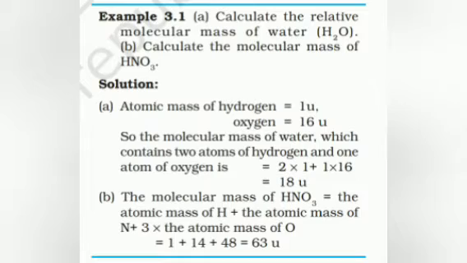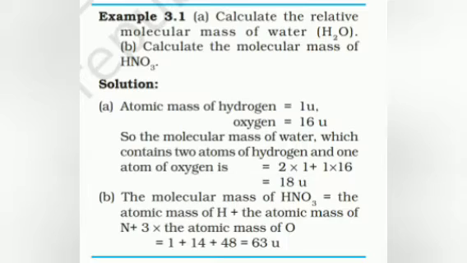Like, calculate the relative molecular mass of water, H2O, and calculate the molecular mass of HNO3, that is nitric acid. वाटर एंड नाइट्रिक एसिड के मॉलिकुलर मास फाइंड आउट करना है तो कैसे करेंगे. इसमें जितने भी एटम्स हैं सबके एटॉमिक मास ऐड कर दो, you will get the molecular mass. फर्स्ट एटॉमिक मास, see the solution. Atomic mass of hydrogen is 1 unit and oxygen is 16 unit.